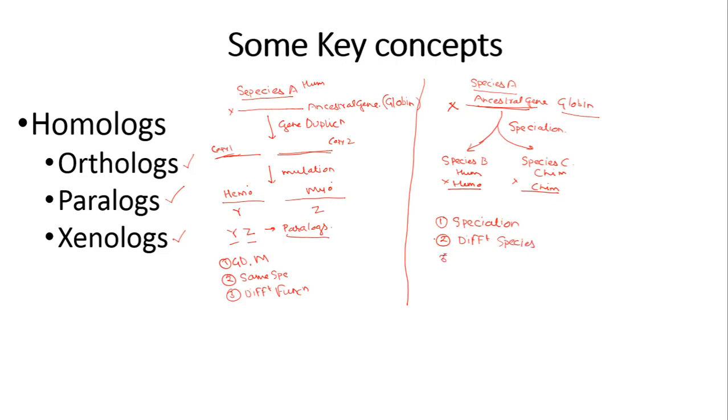Okay, and third, they perform the same function, and this is how orthologs differ from paralogs. Okay, this is how orthologs differ from paralogs. We must call them homologs. Why? Because they have appeared from a common ancestral gene. They share the same ancestry. Therefore, these are included in homologs.